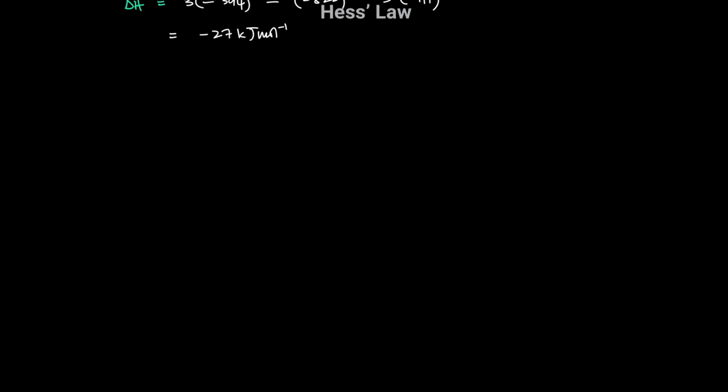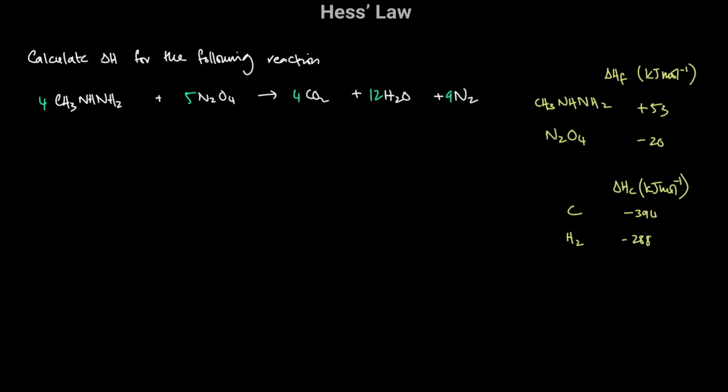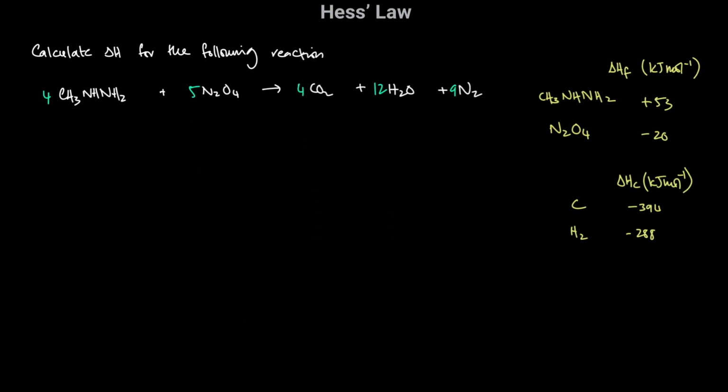So now let's look at the next question, which says calculate the enthalpy change for the following reaction. We have the reaction shown here, and they've given us the enthalpy change of formation of this and N2O4 of the reactants, and they've also given us the enthalpy changes of combustion of carbon and hydrogen. So over here again, if we're going to draw this energy cycle, we have the enthalpy changes of formation of the reactants, and we have enthalpy changes of combustion of carbon and hydrogen.